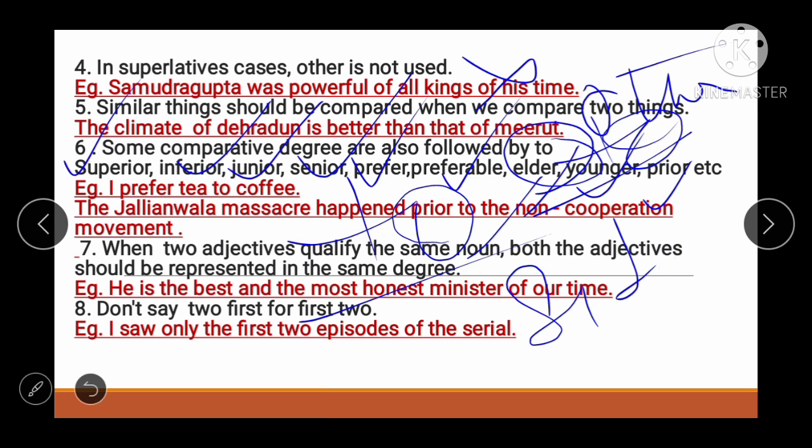See, it's really important, okay? Don't say "two first" for "first two." What does it mean? Let's see an example, it will be more clear. I saw only first two episodes of the series or serial. You must say "I saw only two," where the first would come in the first order. If you say "I saw only two first episodes," it would be wrong, right? It is the correct order.